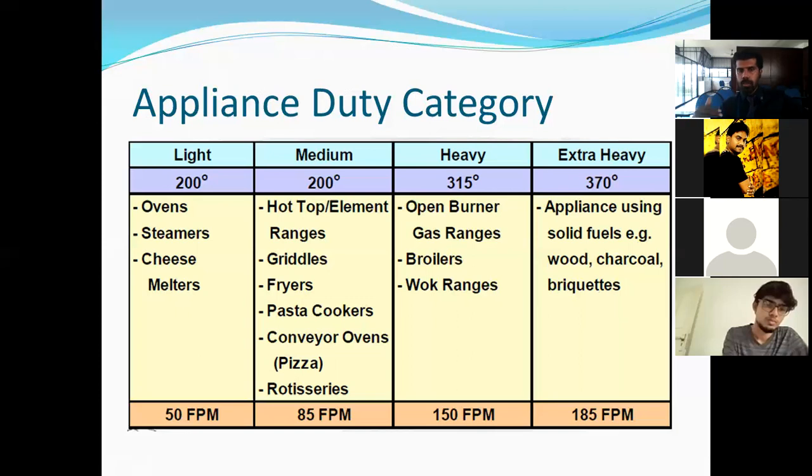So mainly there are 4: light, medium, heavy, and extra heavy. All these equipments come in light duty, and their velocity is 50 fpm, and the temperature range is 200. Now medium also has different appliances. The velocity of the fumes will be 85 feet per minute, and its temperature range is 200. When it comes to heavy, these are the different appliances; the velocity is given here, the temperature is given here. Extra heavy, the temperature, velocity, and appliances are also given here.